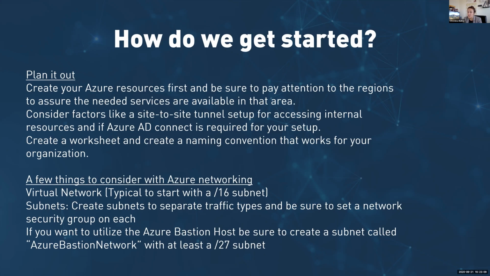For the subnets, create subnets to separate traffic types. Look to use service endpoints if there is certain traffic that you want to be separated. And make sure that you set network security groups on them to secure them, making sure that the people that should have access do have access and those that shouldn't don't. And if you want to utilize the Azure Bastion host, make sure you have a subnet named AzureBastionSubnet with at least a /27 subnet to accommodate that network. Next slide.